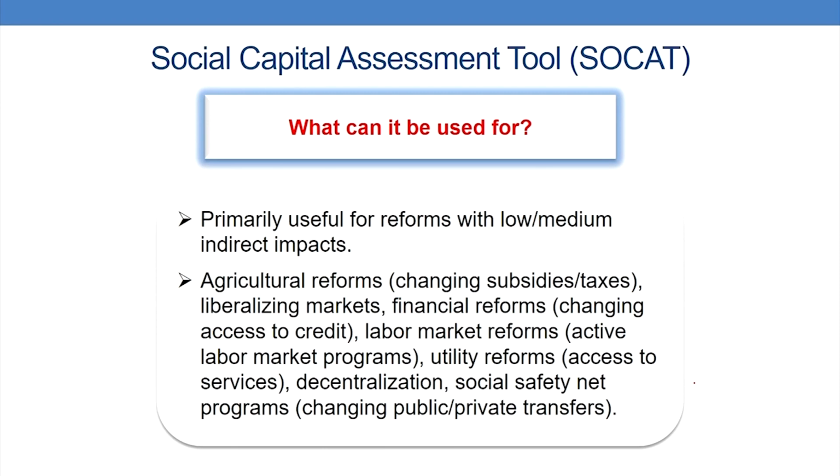Now, what can it be used for? It is primarily useful for reforms with low, medium, indirect impacts. For example, agricultural reforms, changing subsidies, taxes, liberalizing markets, financial reforms, changing access to credit, labor market reforms, active labor market programs, utility reforms, access to services, decentralization, social safety net programs, changing public private transfers and so on.